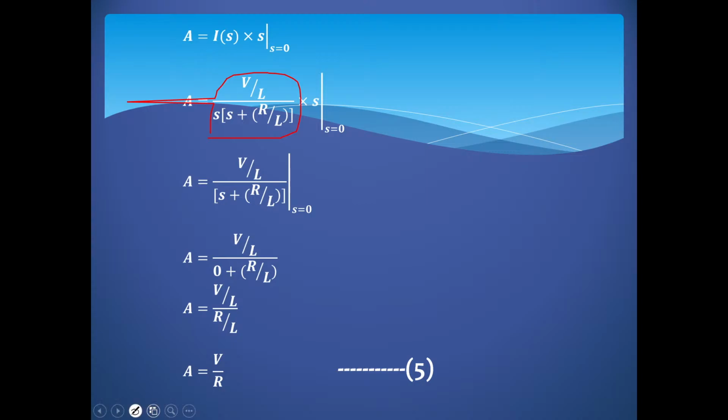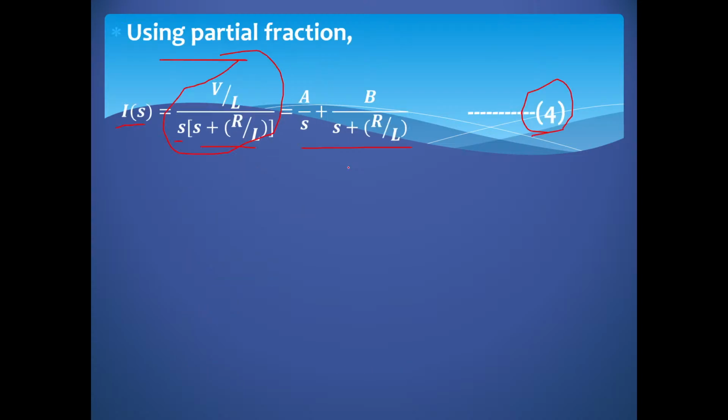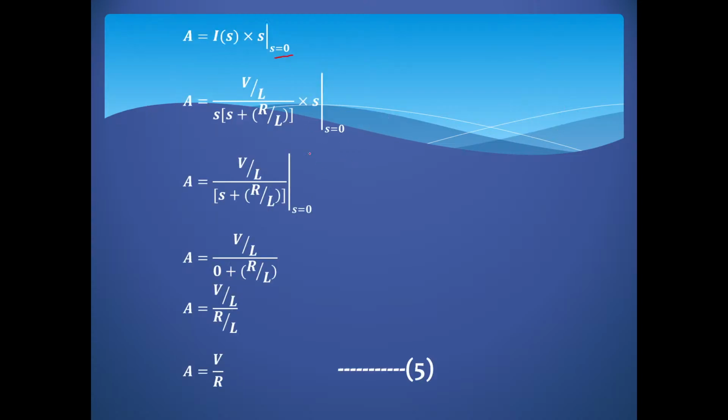What is the denominator of A? The denominator of A is S. So equate it to 0. If you equate S to 0, at S is equal to 0, I of S into S. This S is the denominator of A, and equating that denominator to 0, at S equal to 0, that's what you should write.